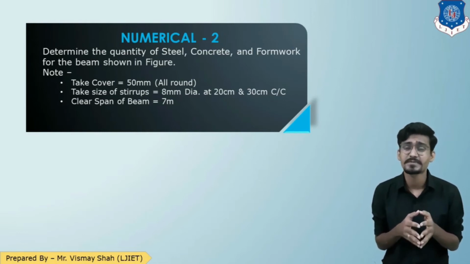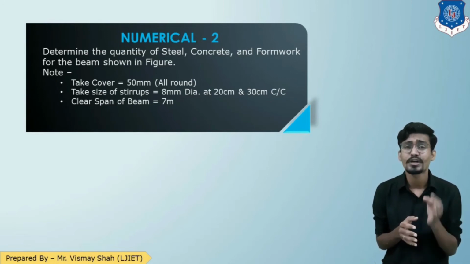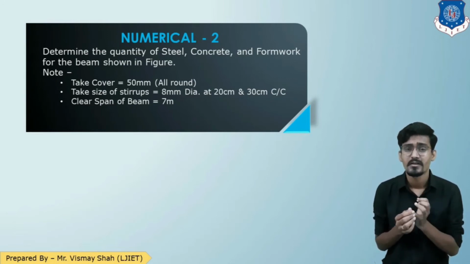Take sizes of stirrups equals to 8 mm diameter at 20 cm spacing and 30 cm spacing at center to center. Clear span of the beam is 7 meter. So here in this numerical we need to find out 3 quantities: formwork, steelwork and concrete work. Let us see the figure first.